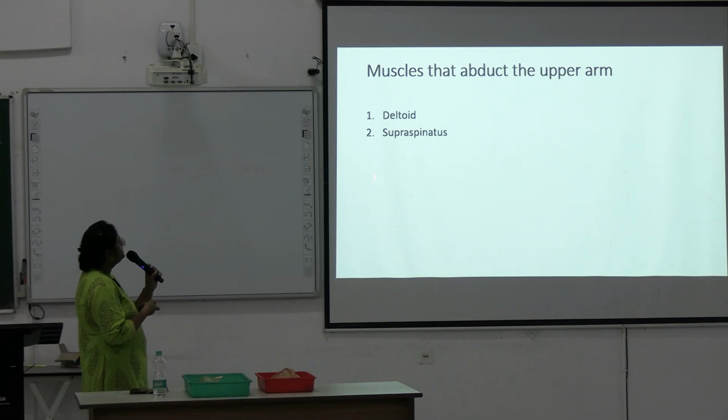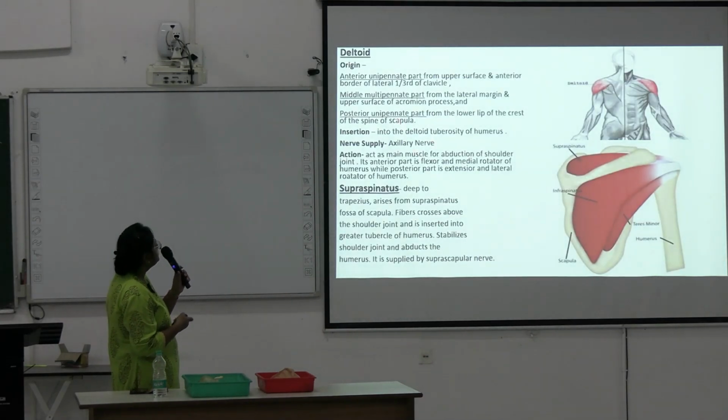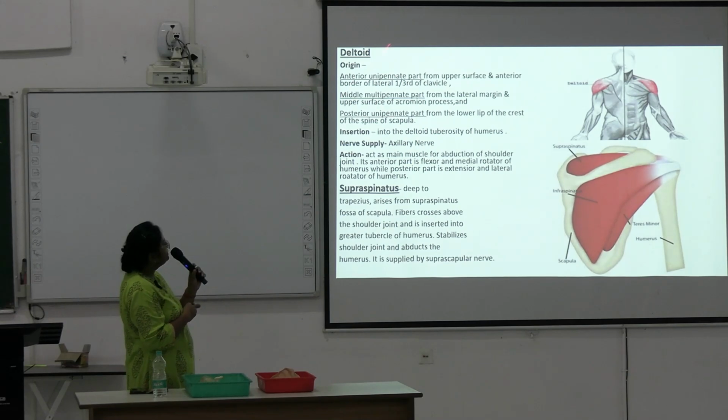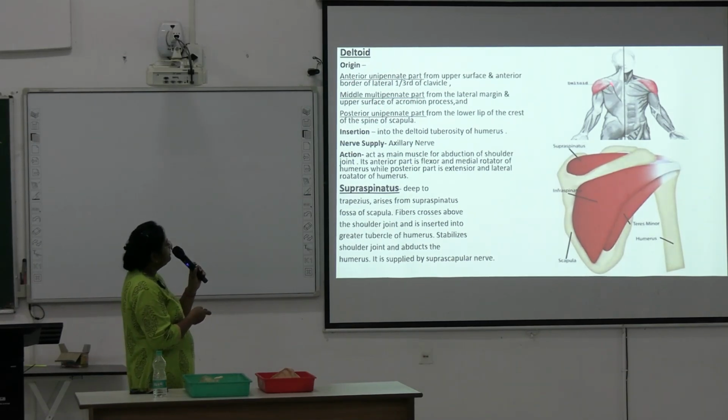Okay, so first we will discuss the muscles that abduct the upper arm. 2 muscles: deltoid and supraspinatus. Deltoid originates from 3 types of fibers, which we have discussed previously. Here is the location of the deltoid muscle, forming the rounded contour of the shoulder joint.